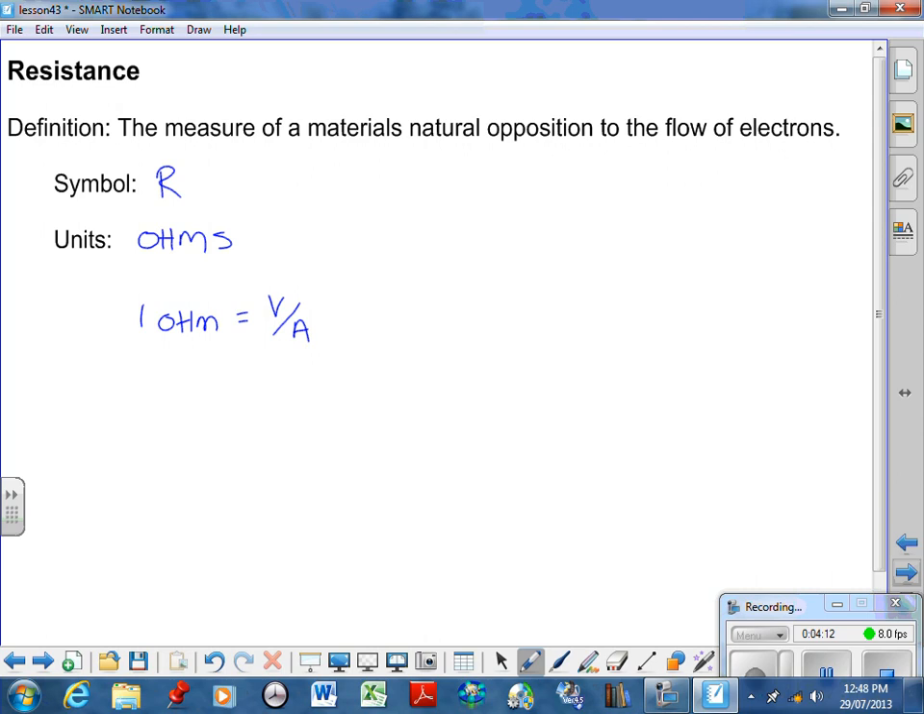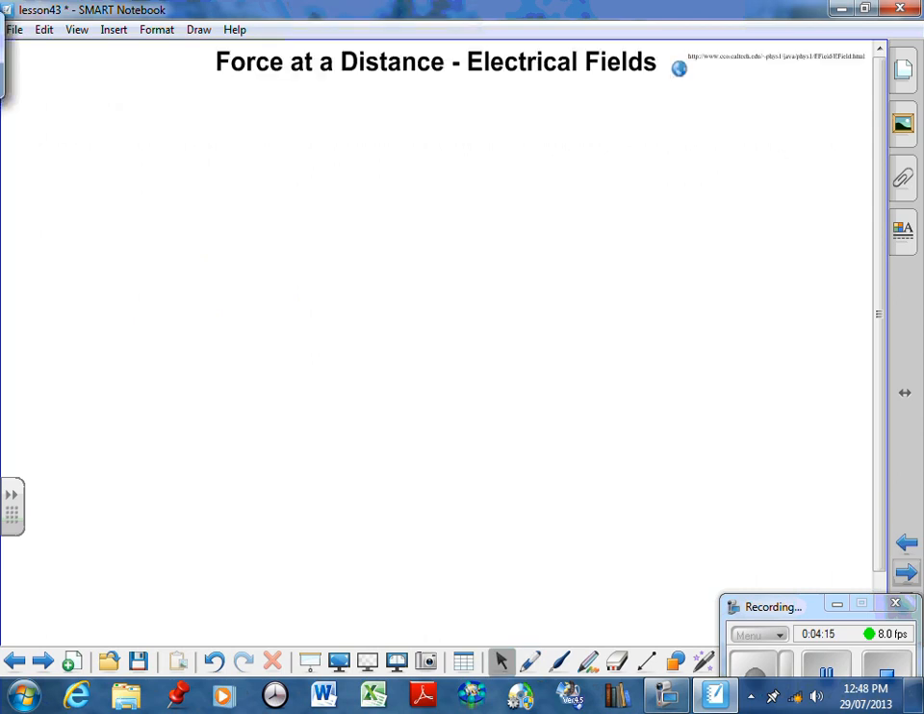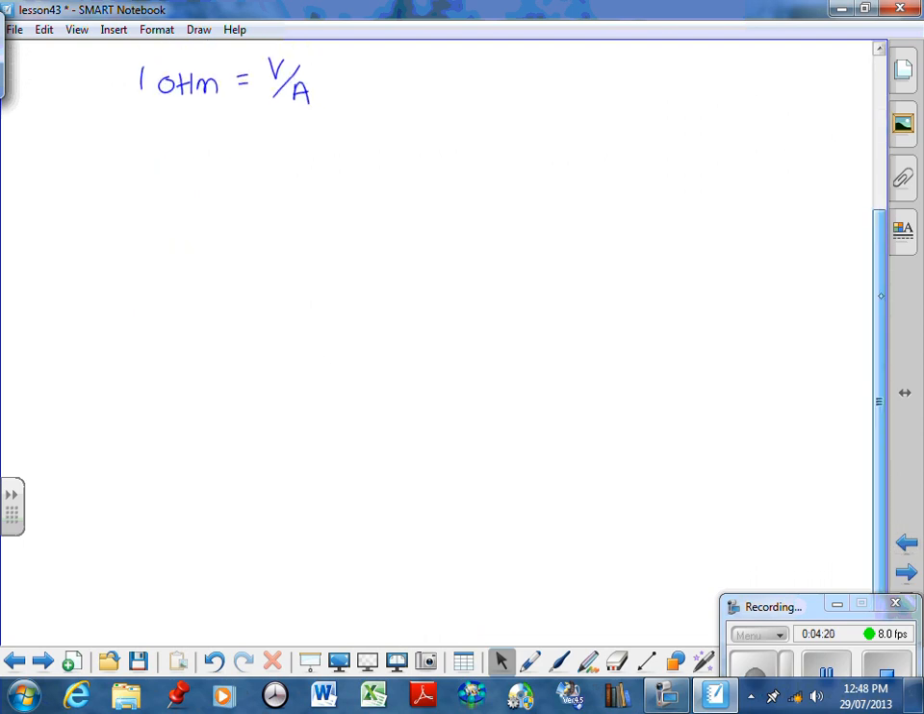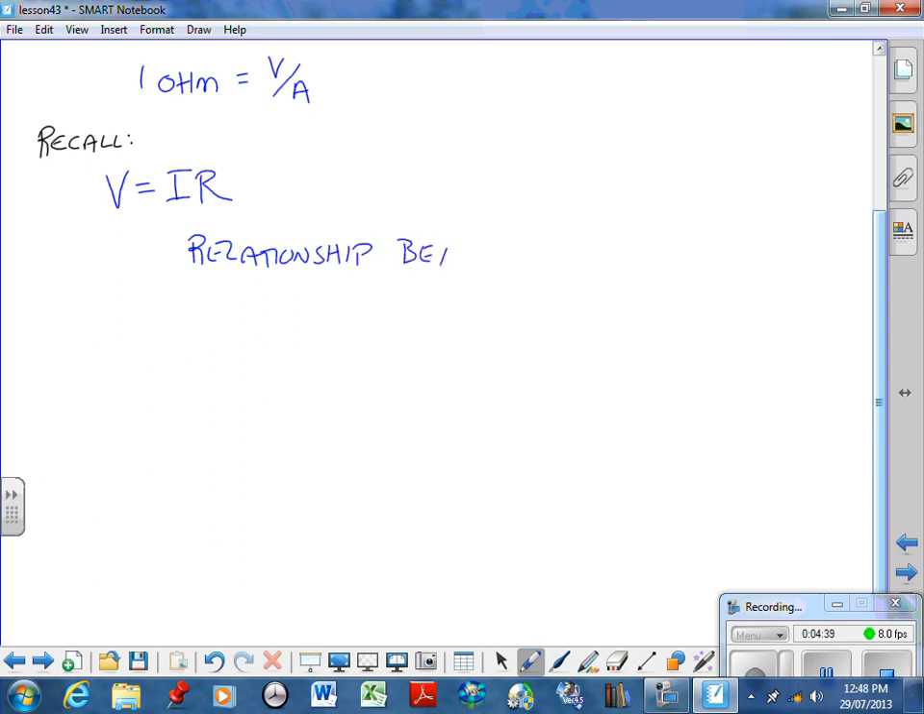All right, because where we're heading with this then, oops, maybe I'll put it in here since I have some space. So remember or recall, the reason I went through and did those 3, you did V equals IR. V equals IR. Okay, and that's the relationship between voltage, current, and resistance.